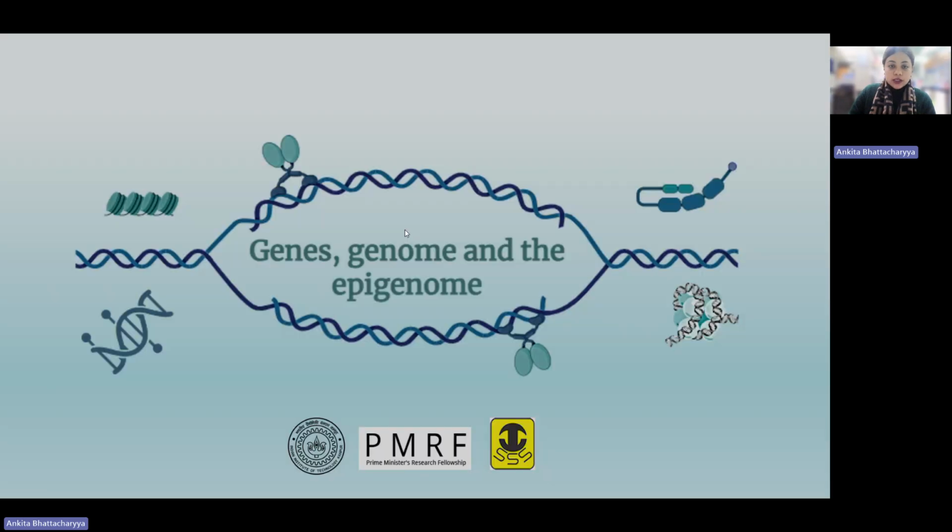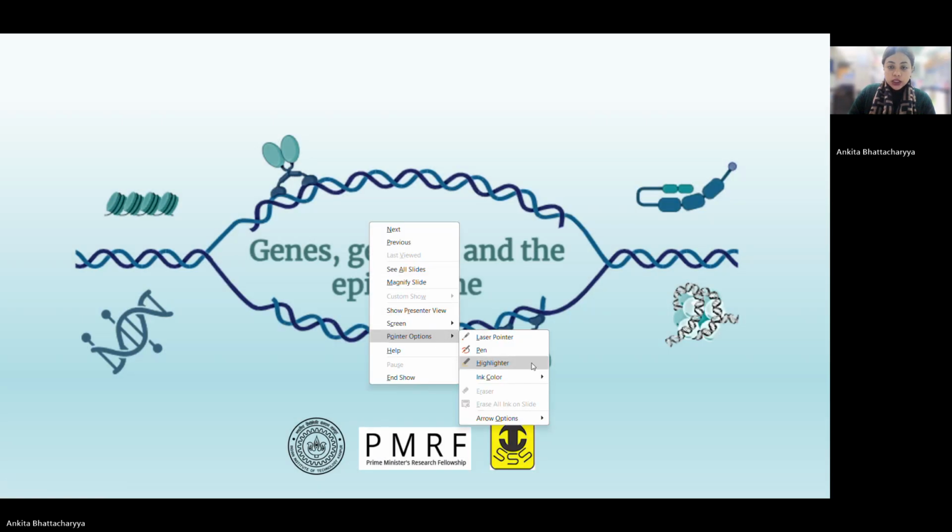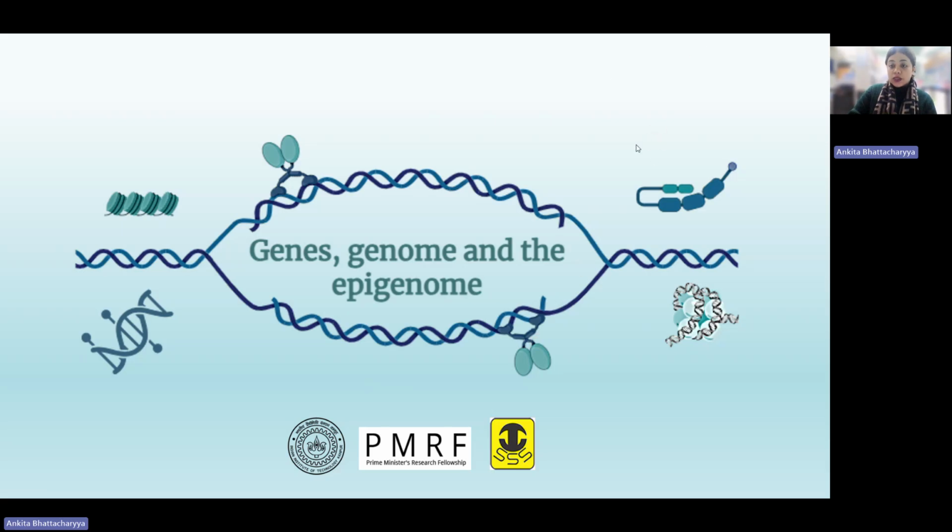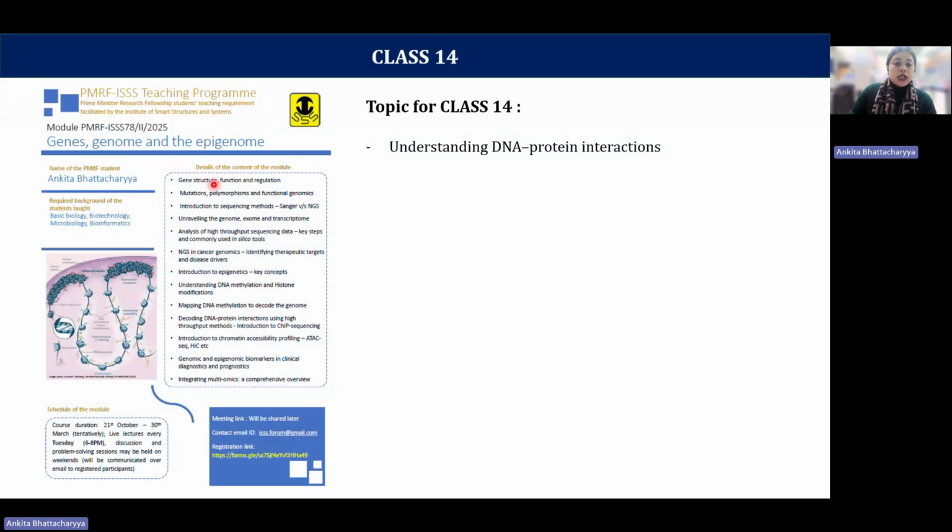Let me put this into presentation mode. So, till the last class, we have been discussing different topics where we have already covered gene structure, function, and some part of gene regulation. The rest of it I will be discussing in today's context. And then we moved on to mutations, polymorphisms, and functional genomics, introduction to sequencing methods, Sanger versus NGS. Until this part, we have already covered this, not just the text, but also had an examination regarding the same in the past session on Tuesday.